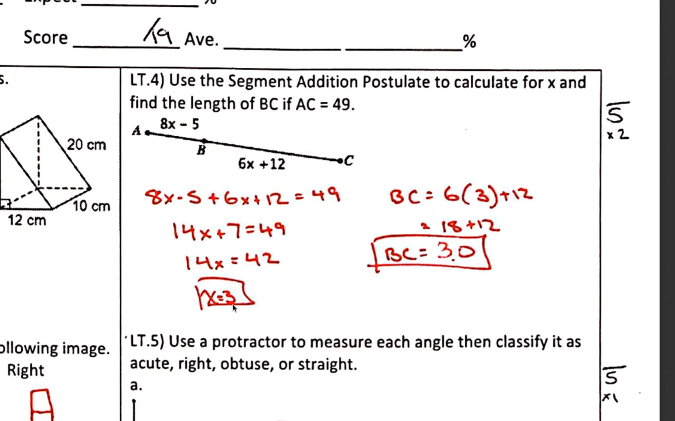But don't forget, you've got to plug this back in to find the length of BC. And so BC is 6x plus 12. You get 6 times x, which we just discovered was 3, plus 12 makes for 30.